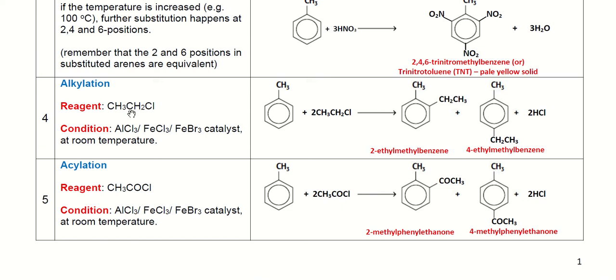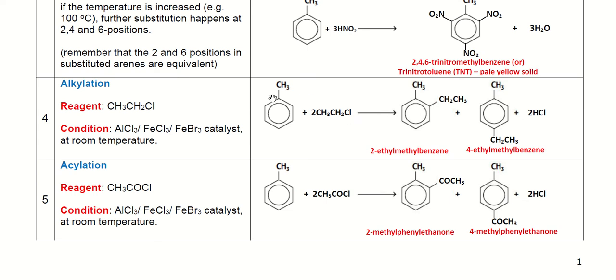So you will have halogenoalkane reacting with your methylbenzene. Same thing, the CH2CH3, the alkyl, will be attached at the second position. It can also be attached at the fourth position. And your side product will be HCl.